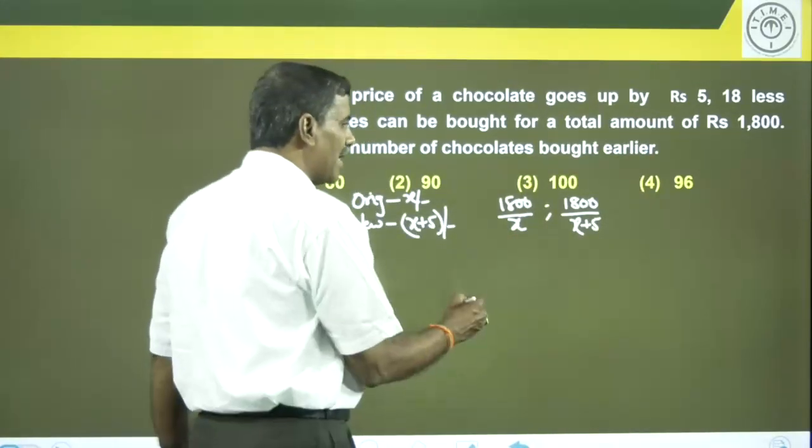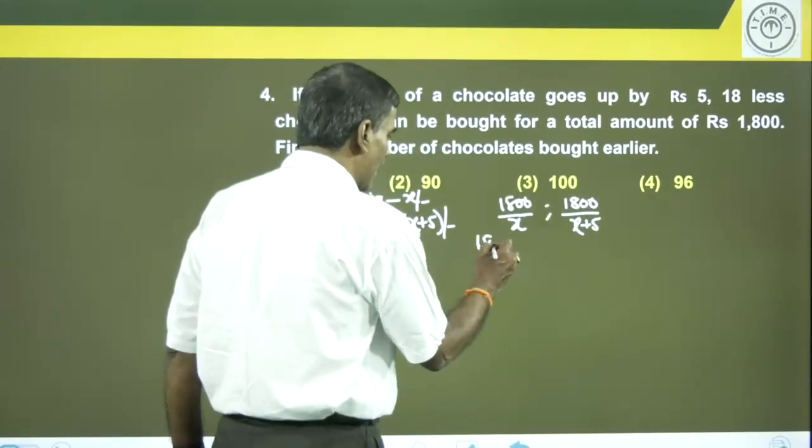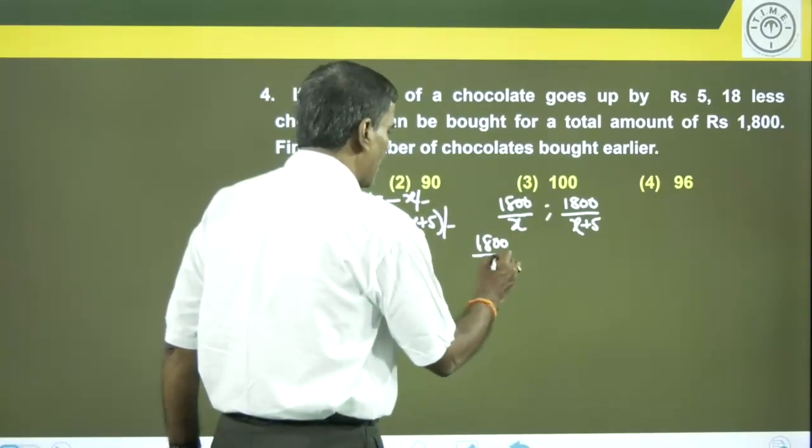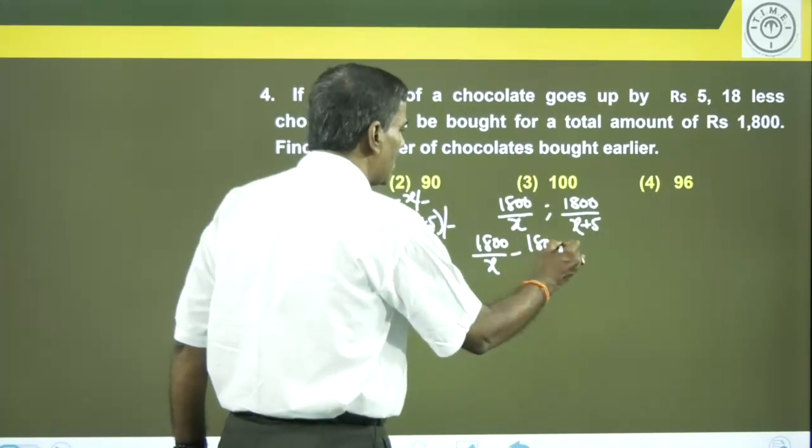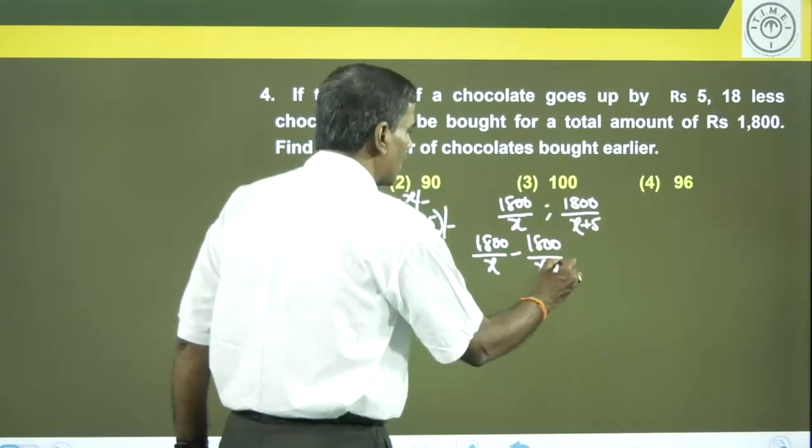That means here we are getting 18 more. So 1800 by x minus 1800 by (x plus 5) is nothing but 18.